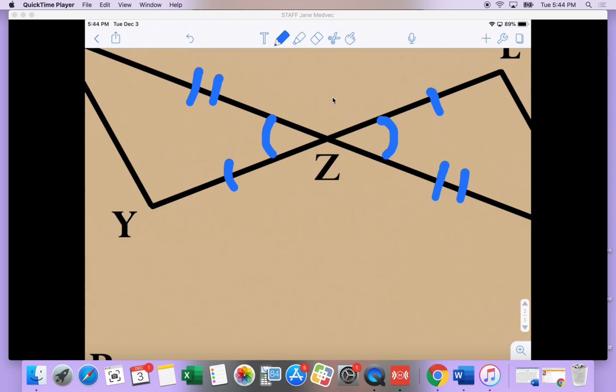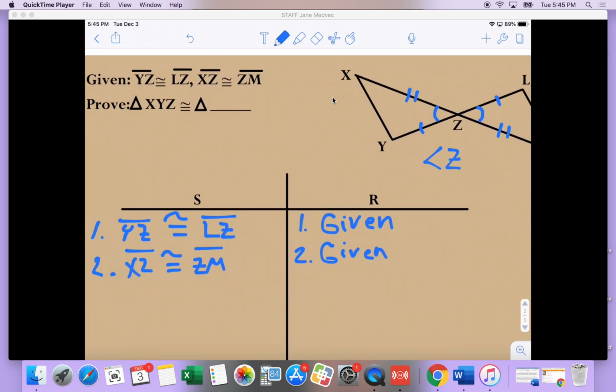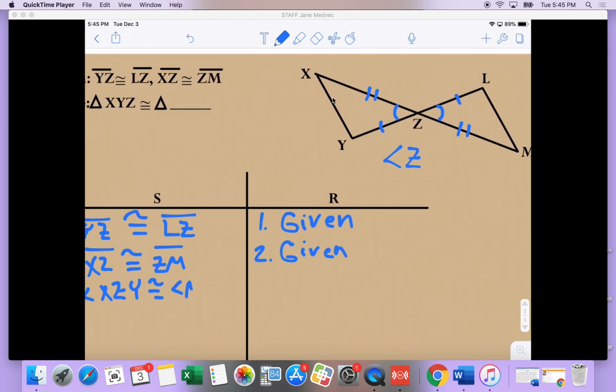Now, be very careful when we're naming them. I can't just do angle Z because you're going to notice that there's actually 4 angles there that encompass angle Z. So you need to be really careful with naming these. So number 3, I'm going to go angle XZY. Z needs to be in the middle because it's my vertex, is congruent to MZL, to make sure those corresponding parts are together. And it's vertical angles congruent. And you need to make sure to put the congruent.